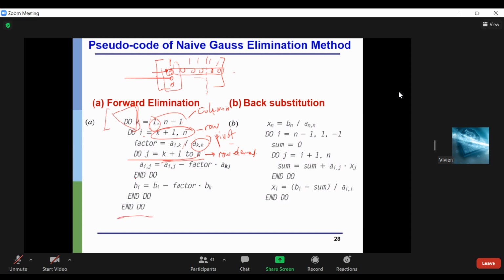Once we have finished the looping up to the last n minus 1 column, now we can do backward substitution. This is to find the last variable, xn, and then we return to the upper rows. For each of the rows we do the multiplication, so that we can find xi, which will be bi minus the sum over aij xj. So we do the looping down to n minus 1 and so on up to x1.